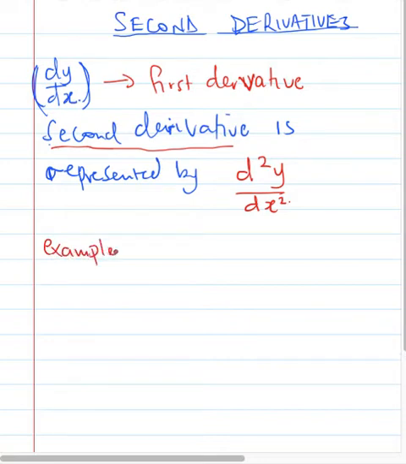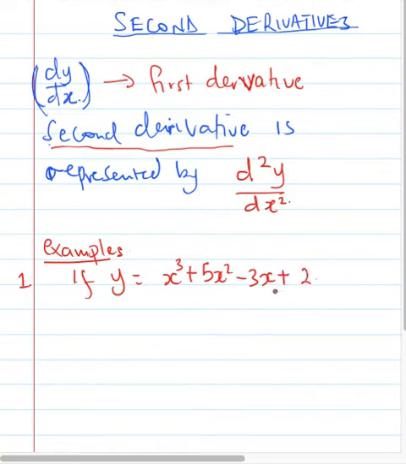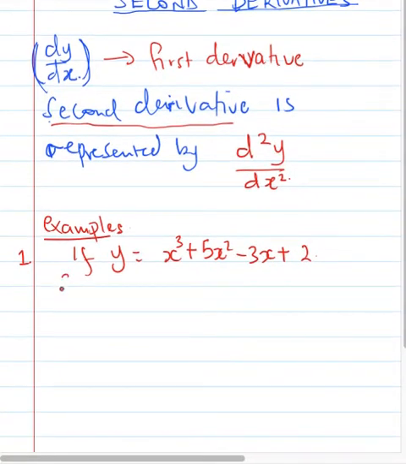Okay, example 1. If y equals x cubed plus 5x squared minus 3x plus 2, find the second derivative. So if you see this, it means they're asking you to find the second derivative, and in order to get the second derivative, it is a must that you have to get the first derivative.